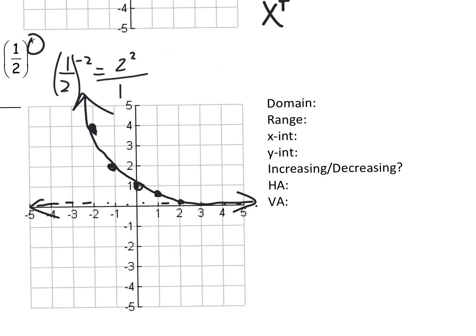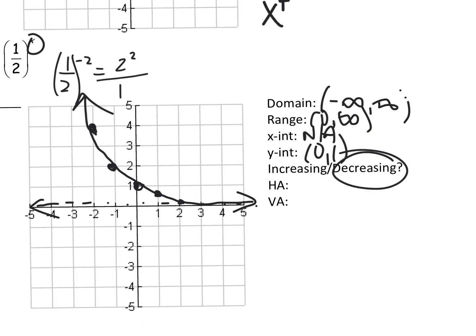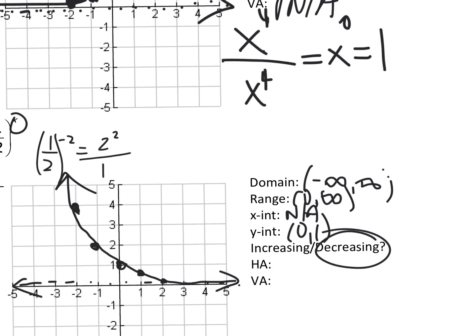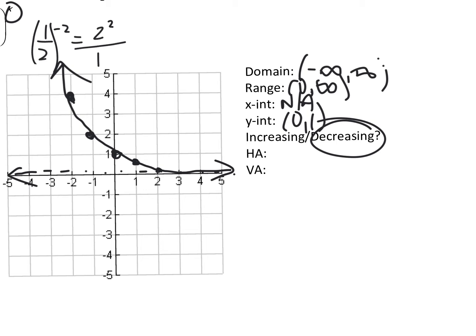And now our domain is still negative infinity to positive infinity. Range will still be 0 to infinity. X-intercepts are not applicable. Y-intercept is 0, 1. Now we are decreasing. Note up here, it should have been increasing from negative infinity to infinity, but it's more important to know which one it is, increasing or decreasing. It's decreasing in this case. Horizontal asymptote is y equals 0, and there is no vertical asymptote.